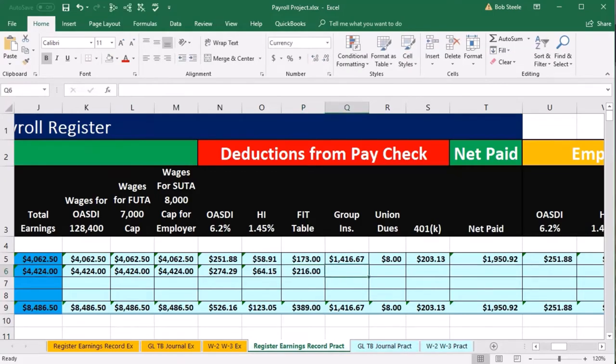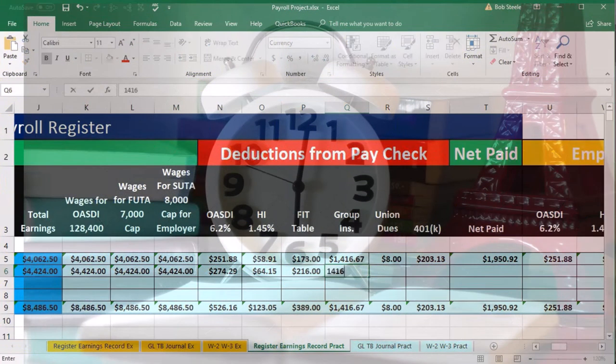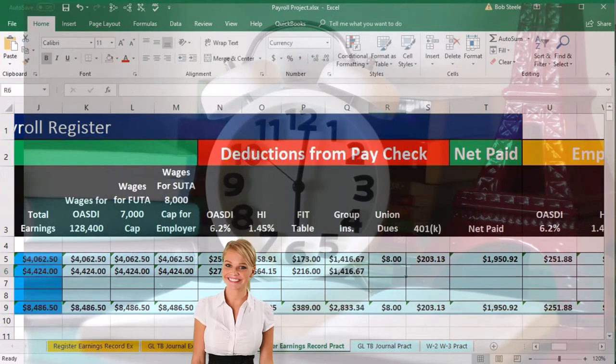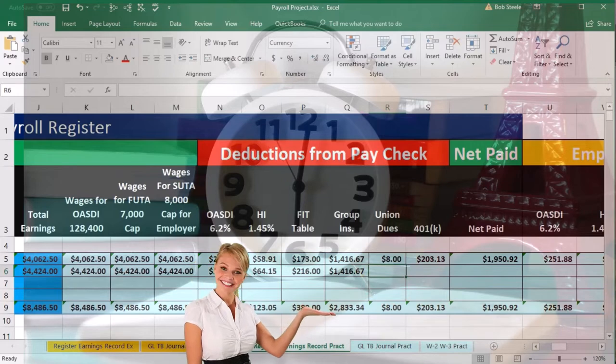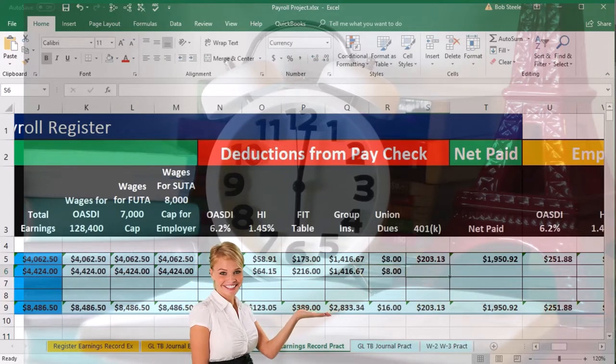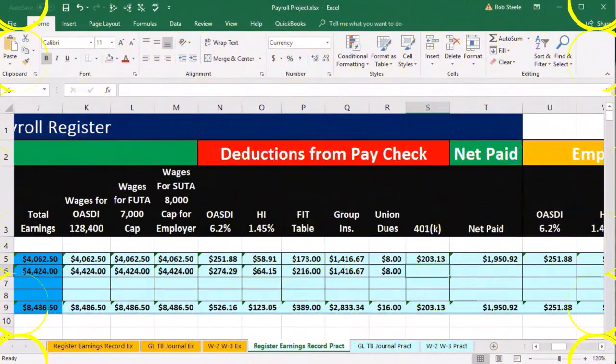Group insurance, I'm just going to give. It's going to be the 1,416.67 that's going to come out of the paycheck. And these are voluntary benefits, or that one is. Union dues, we're going to say she's another union worker. We're just going to add that union worker in there just to note that that would have to be removed.